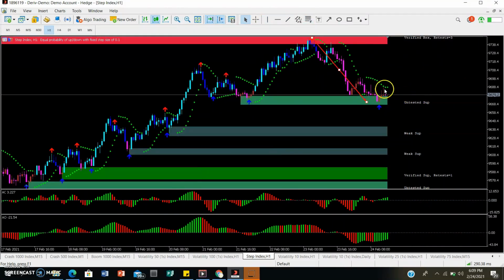And take profit levels will obviously be untested support and resistance, or weak support and resistance. So you get everything. You get your entry, you get your take profit levels, right?